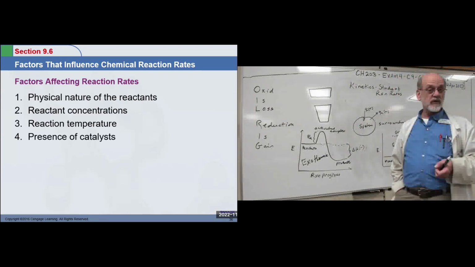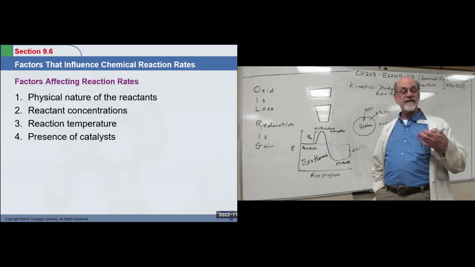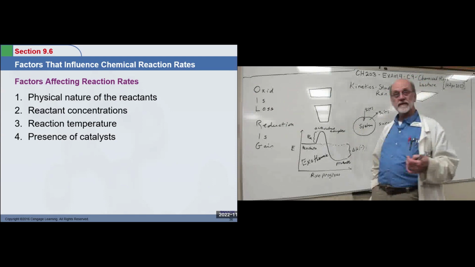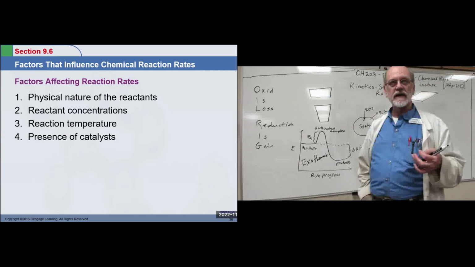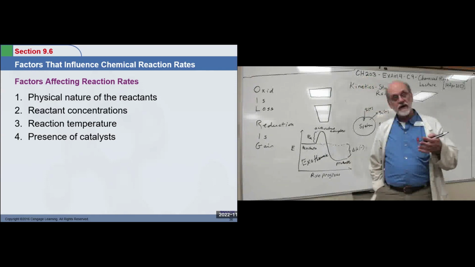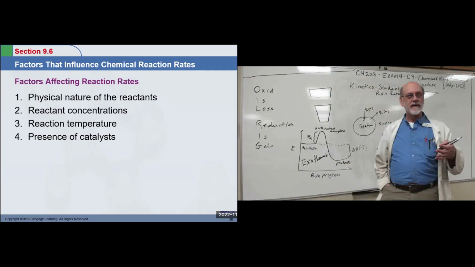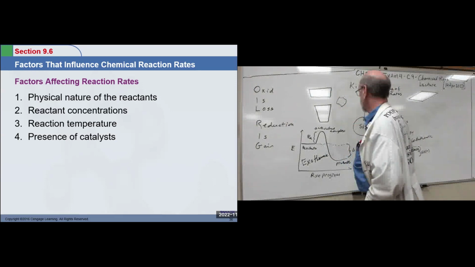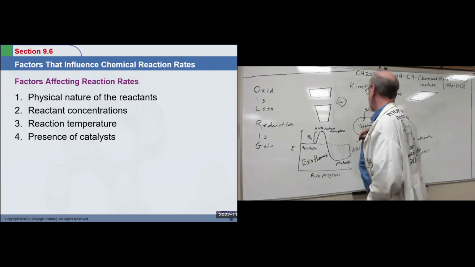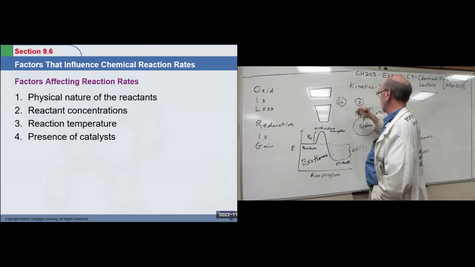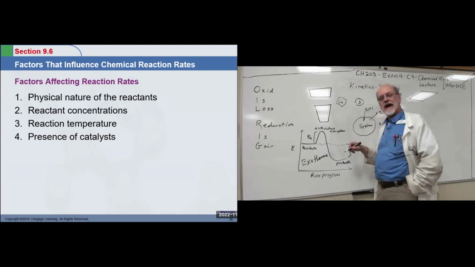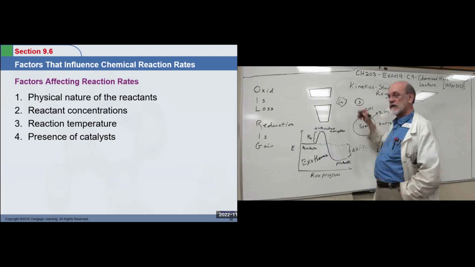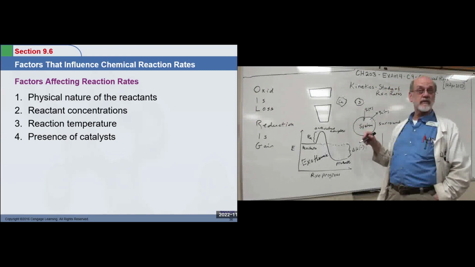Well, the physical nature of the reactants, in other words, their phases, solid, liquid, or gas, will have a bearing on the reaction rate. Remember the collision theory. In order for a reaction to occur, the reactants must collide. So if you have this big chunk here of, say, calcium, and you have this big chunk over here of sulfur, then where are they going to collide? Well, when you bring them together, they can only collide at their interfaces where they touch. Right? So that reaction is going to be really slow.